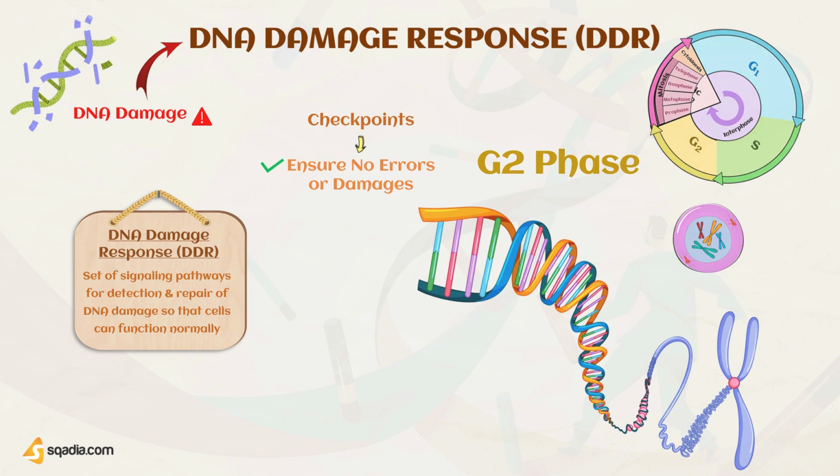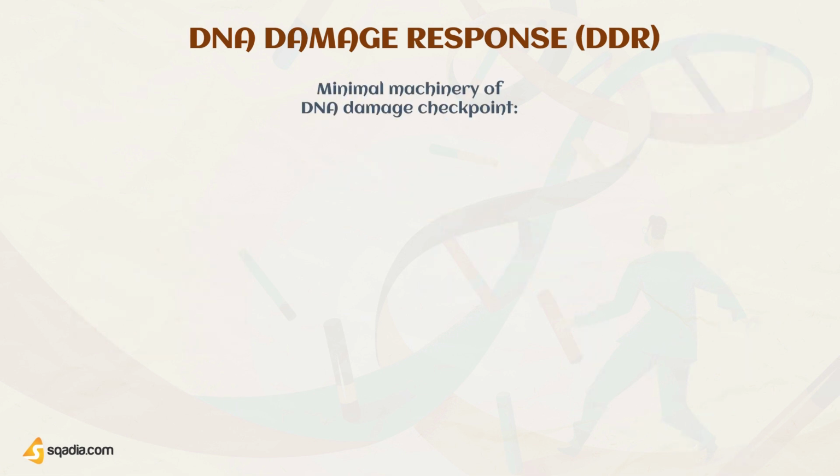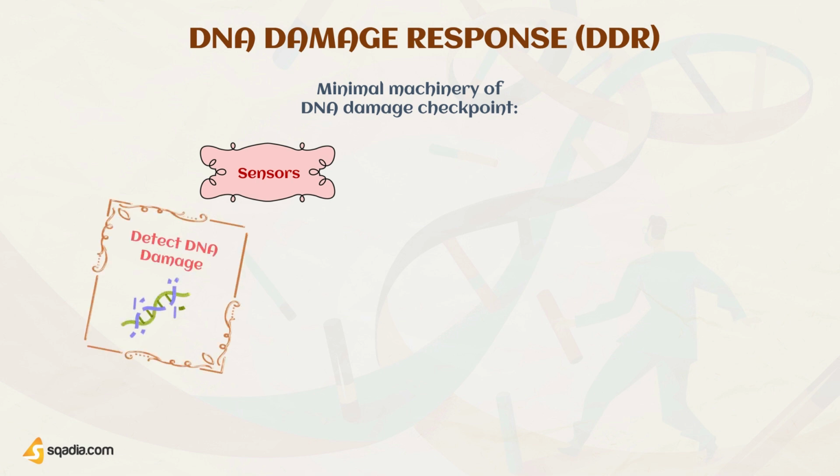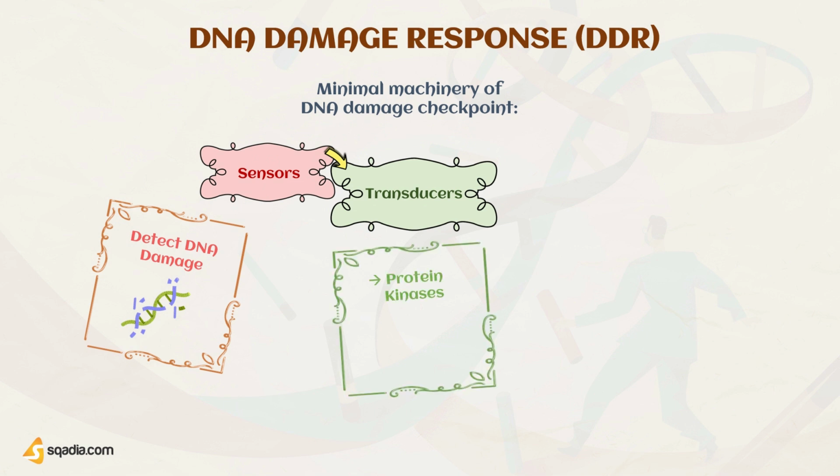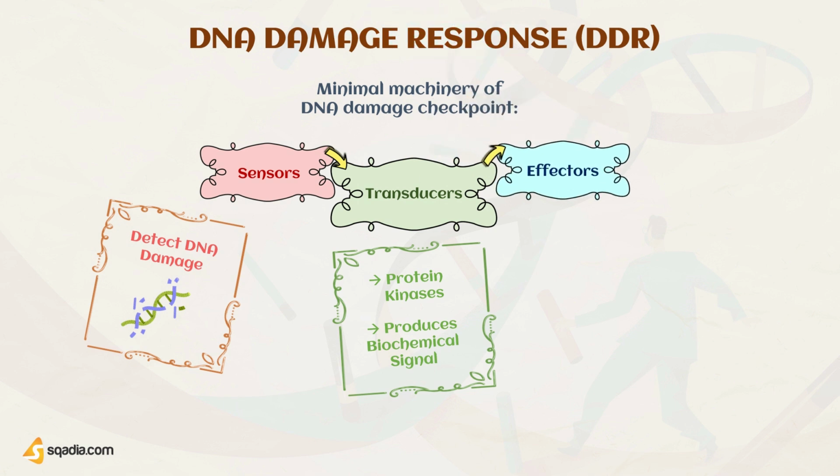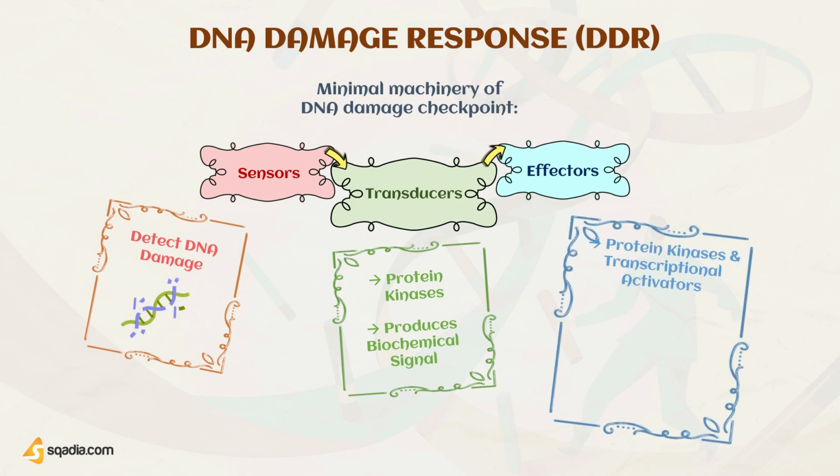Now, the minimal machinery of a DNA damage checkpoint involves sensors that detect DNA damage, transducers that are usually protein kinases that produce a biochemical signal as a result of the detected damage, and effectors that include both protein kinases and transcriptional activators that coordinate repair pathways to block cell cycle progression and repair the damage.